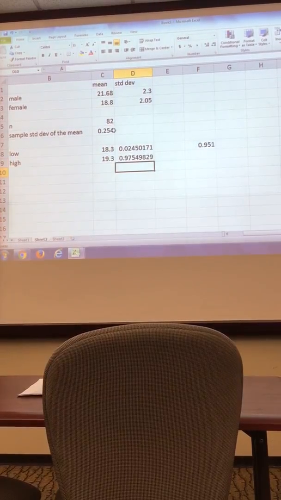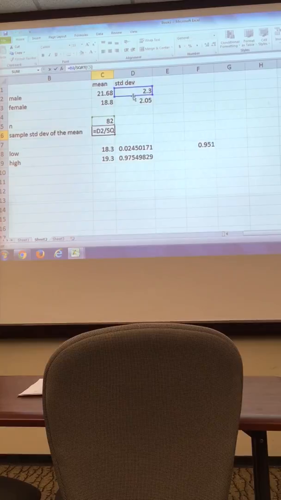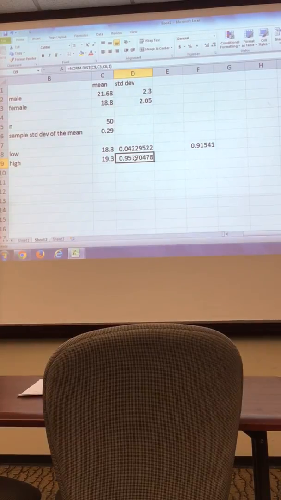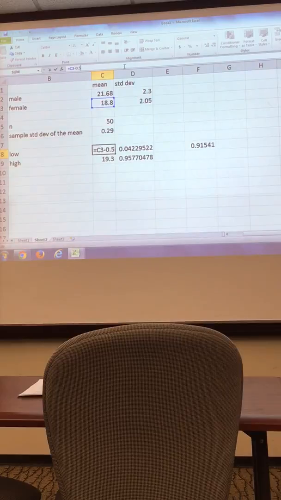You also have to change sample size. Yeah, put the sample size back to 50. Is that what the question said? 50? Yep, 50. And then you have to change your high-low formula too. I did that. It's still 50 cents? 50 cents, yep.